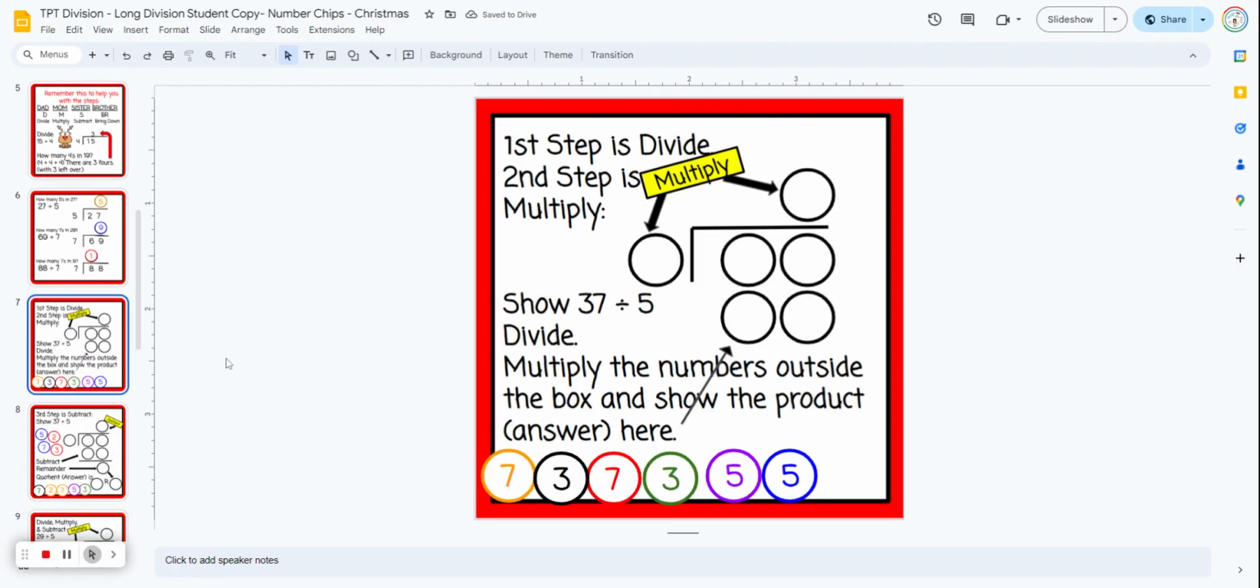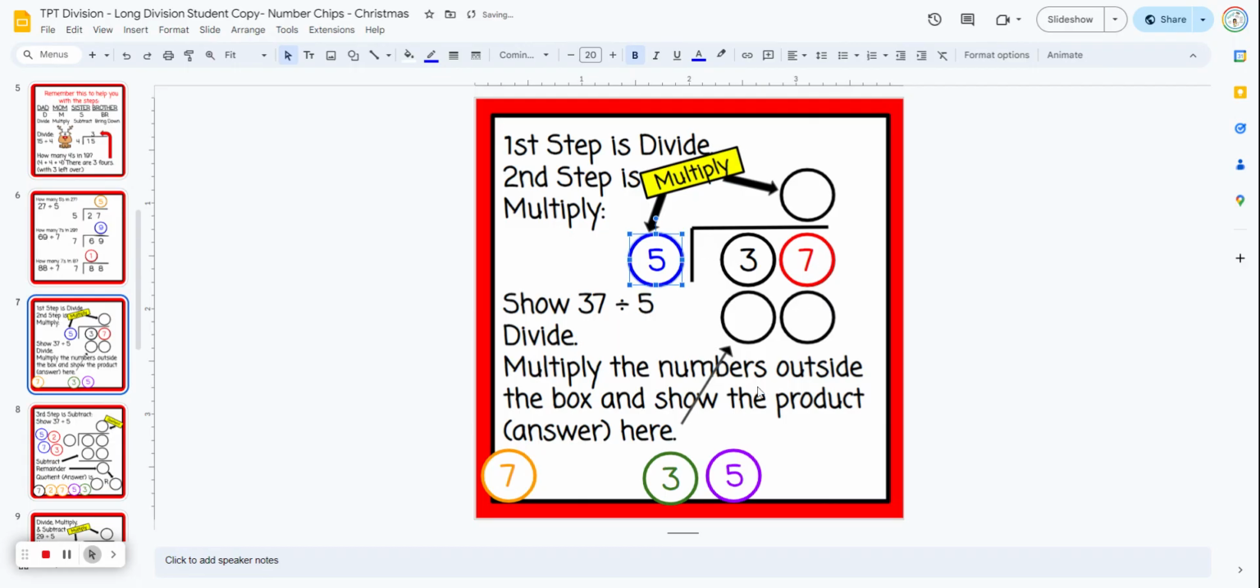Now the next slide has the first 2 steps. So here they're given the problem 37 divided by 5. They know where the numbers go, so they're going to place the numbers first. Then they're going to divide. So 5 goes into 37 7 times with some left over.